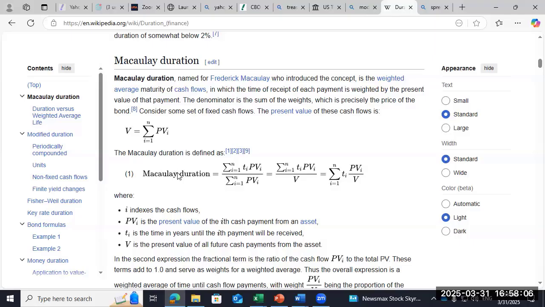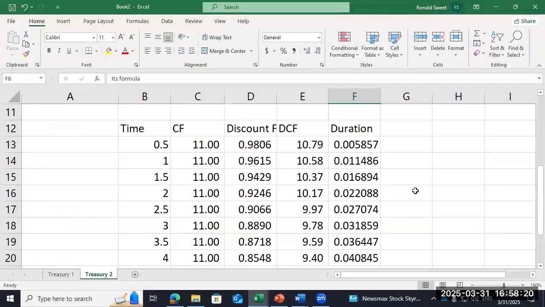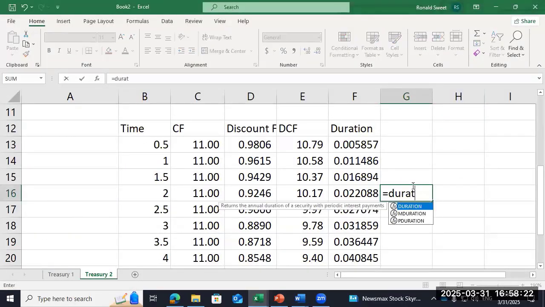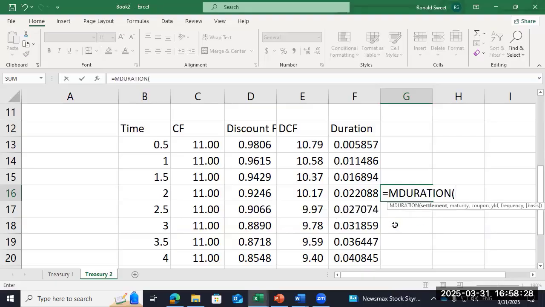Now, can you do modified duration in your HP calculator or in Excel in a formula? I don't think it's possible. I don't think there's an equal duration formula in Excel. Is there one? Let's see. I probably lied. Maybe Bill Gates, he's so mad at me.